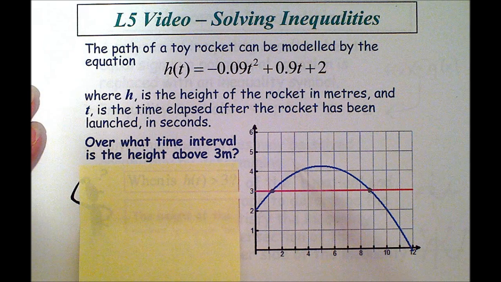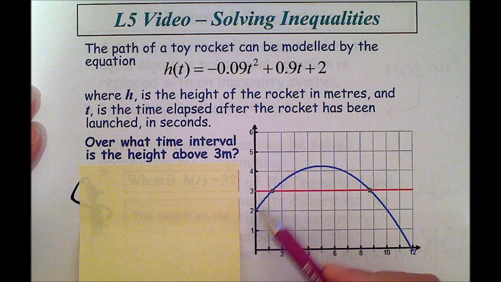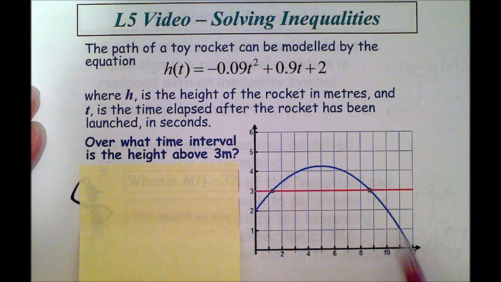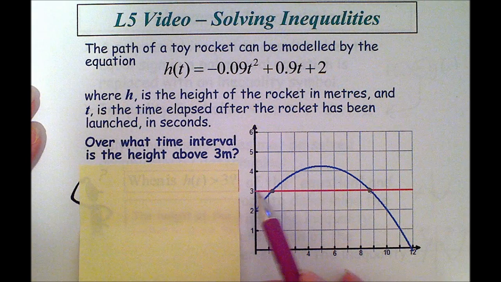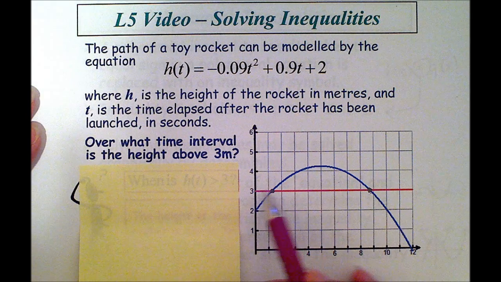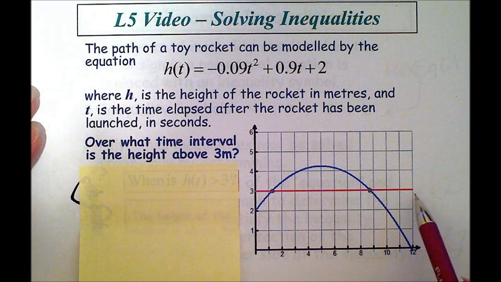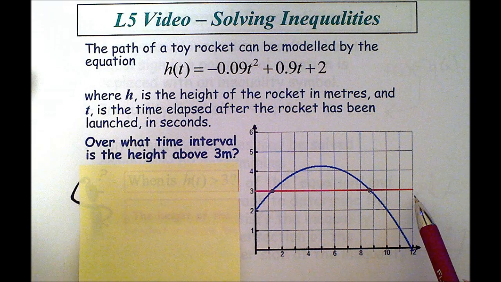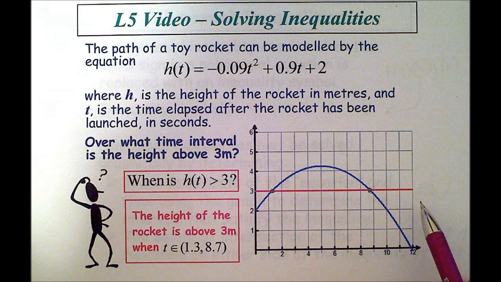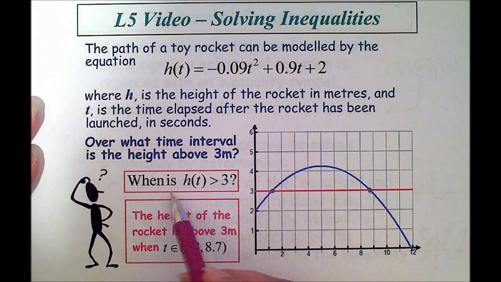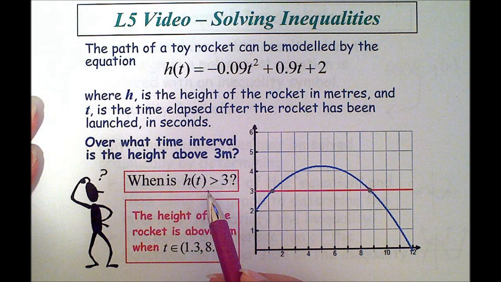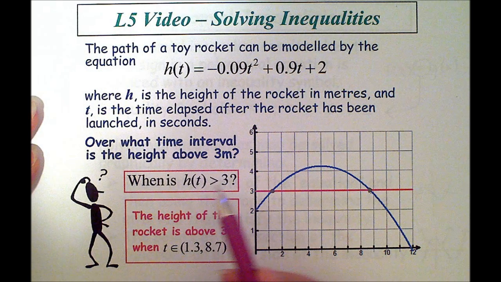Okay, so here I have the graph of the path of the toy rocket, so the height versus the time. And here I have the horizontal line that represents a height of 3. And so what we are trying to look for is when the height value is greater than 3. So the question is asking us when the height is above 3, so what we're looking for is when h(t) is greater than 3.